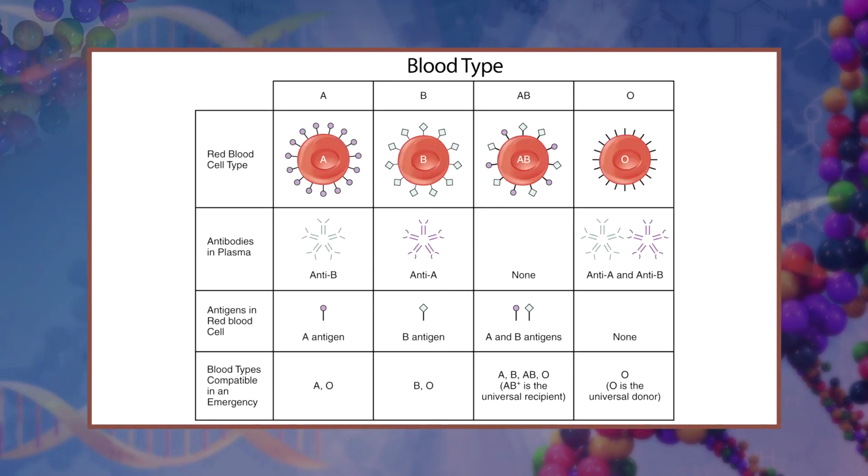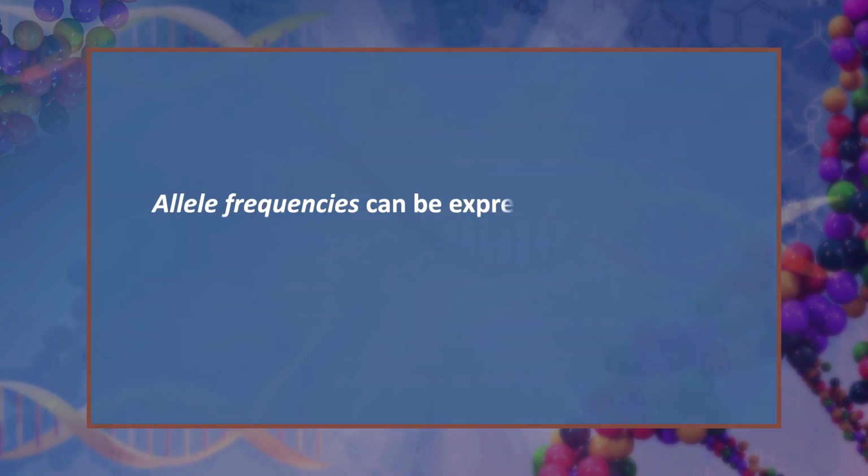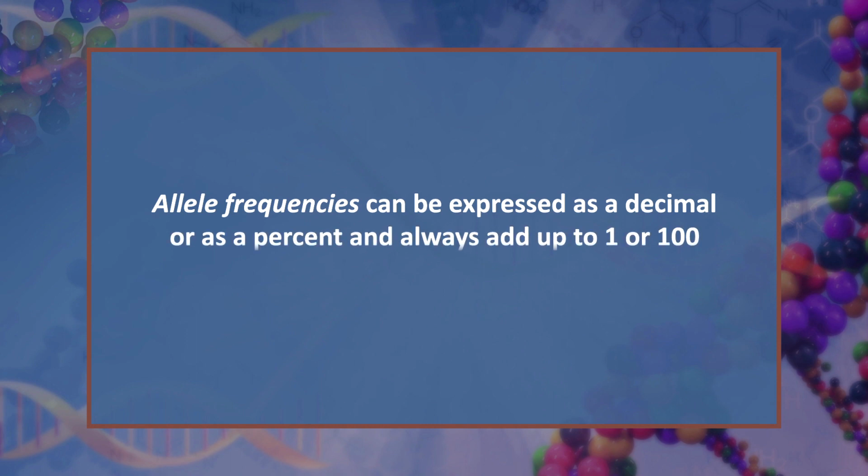Using the ABO blood group system as an example, the frequency of one of the alleles, for example IA, is the number of copies of that allele divided by all the copies of the ABO gene in the population, that is, all the alleles. Allele frequencies can be expressed as a decimal or as a percent and always add up to 1 or 100% of the total population.